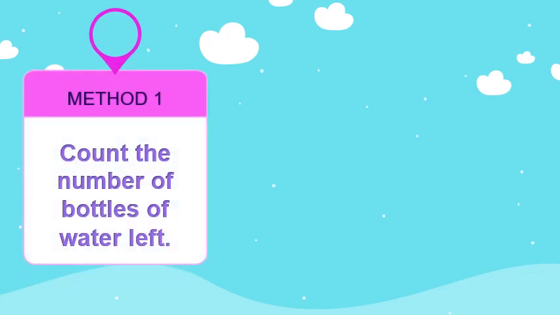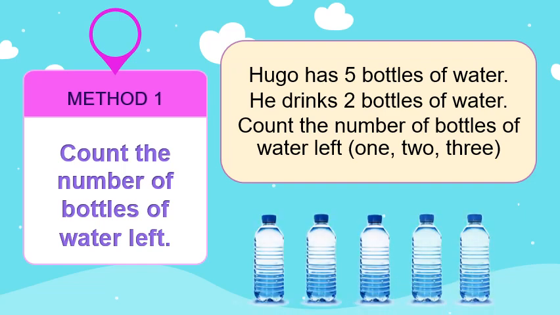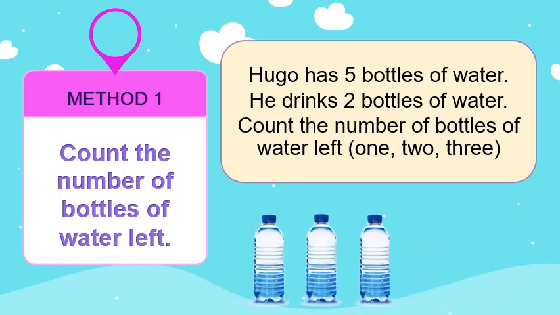First, we are going to count the number of bowls of water left. Hugo has 5 bowls of water, and he drinks 2 bowls of water. Now count the number of bowls of water left. 1, 2, 3. So the answer is 3 bowls of water. There are only 3 bowls of water left.